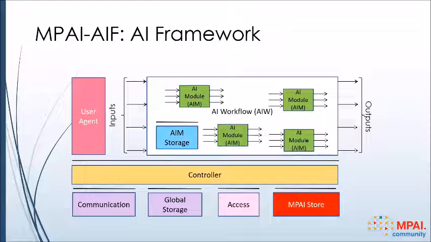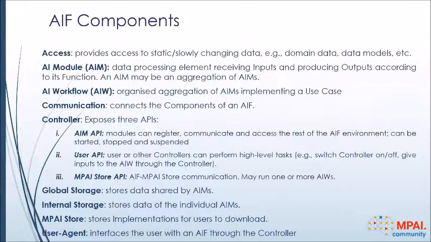Then we provide a function of access. What we call access is really, maybe Leonardo, you can move us to the next slide, in which all these concepts are a bit articulated. Access provides access to static or slow-changing data, domain data, data models, and so on. So it is something required by the framework to properly work, but does not have the characteristics of, for example, the local or internal storage.